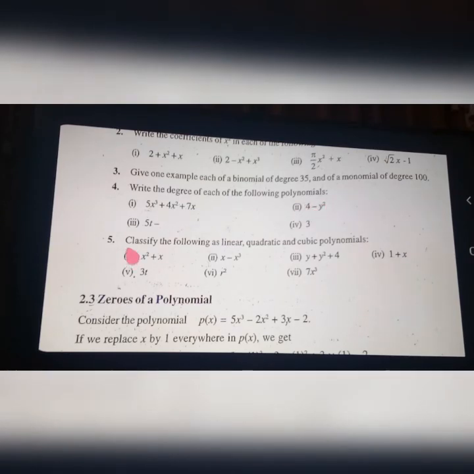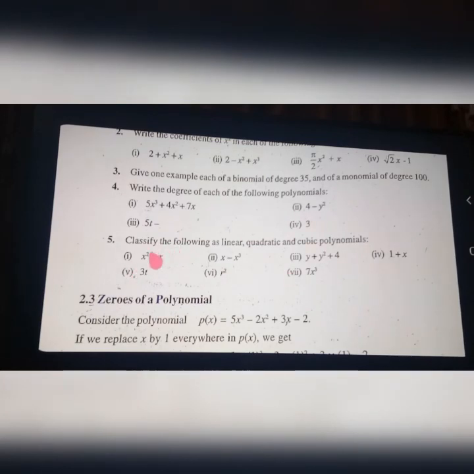And here 5t minus, here minus is written. So you write any number, minus 5 or minus 10, anything. So what is the index here? 1. So what's the degree? 1. Here a constant term, what's the degree? 0. Clear? And classify the following as linear, quadratic and cubic.